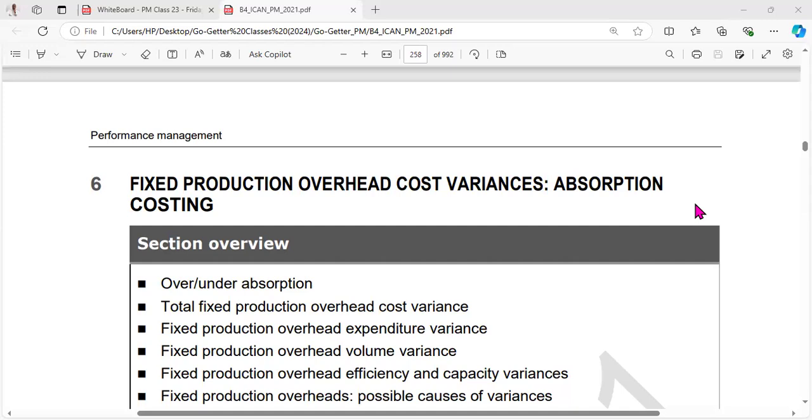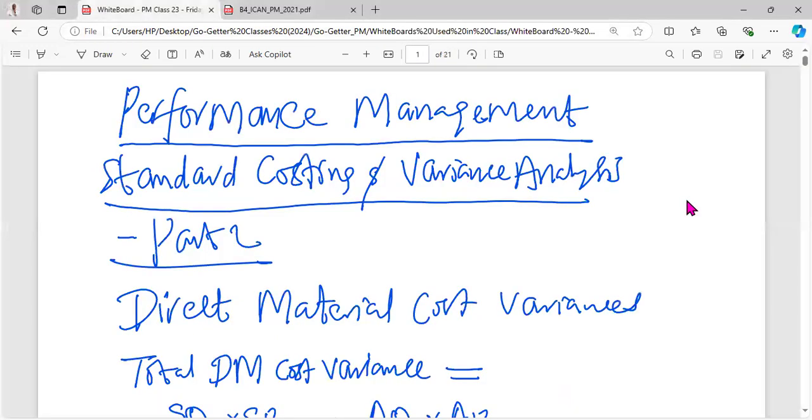This is part 3 of our variance analysis, standard costing and variance analysis. Before we begin part 3 proper, let's take a review on what we did in part 2. In part 2, we looked at some of the cost variances, and so we did direct material cost variance.